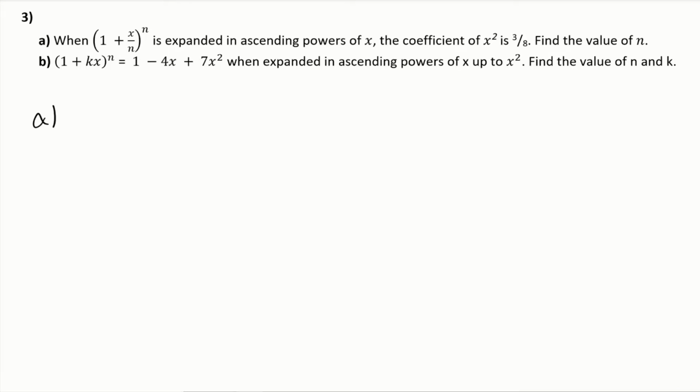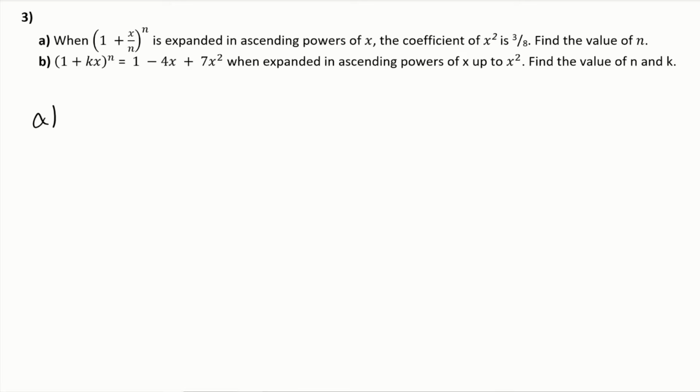So let's look at part A. When (1 plus x over n) to the power of n is expanded in ascending powers of x, the coefficient of x squared is 3/8. Find the value of n. Okay, so what makes this question a little bit more difficult than the last one is that now we have n not just as a power, but as part of the binomial expression itself.